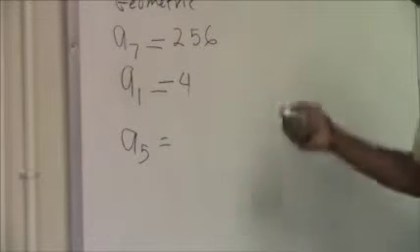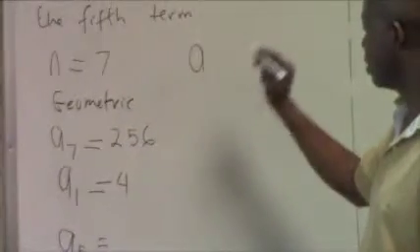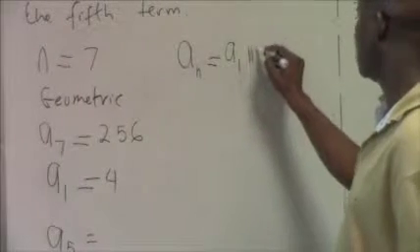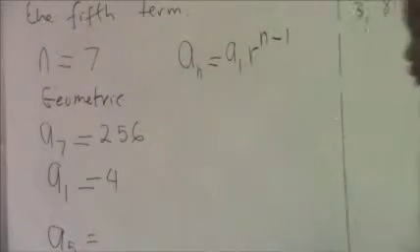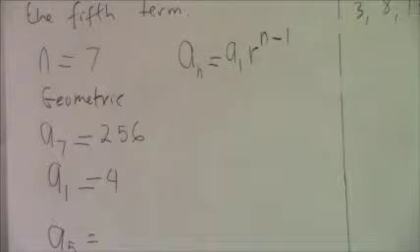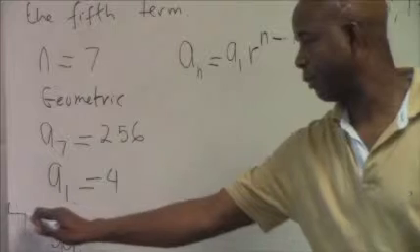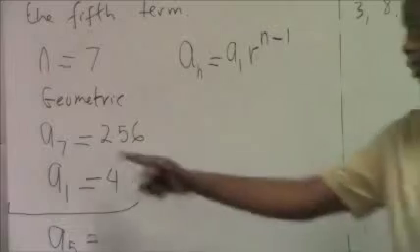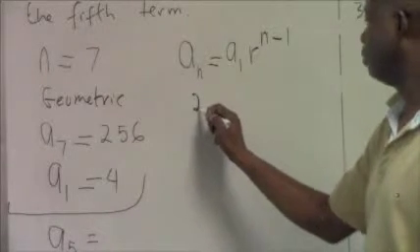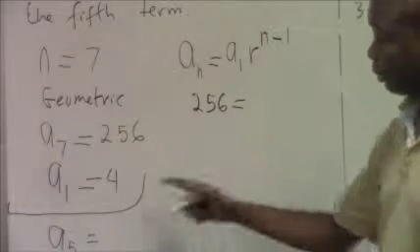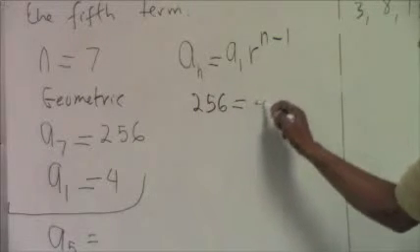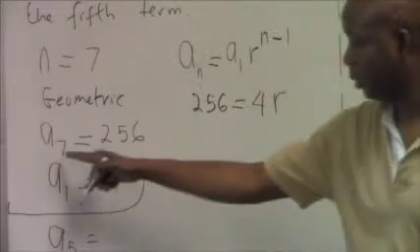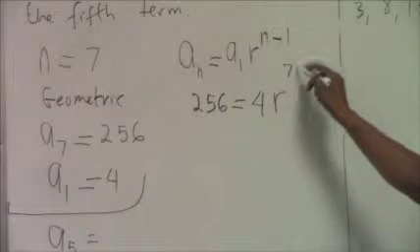So what is missing here? We know that the formula to find the nth term of a geometric progression is an equals a1 r to the n minus 1. So we don't have r. So let's use this information up here to find r. So an in this case would be a7. So that would be 256 equals a1, which is 4, times r. R we don't know, but we know that n is 7 because we are using a7. So n is 7, 7 minus 1.